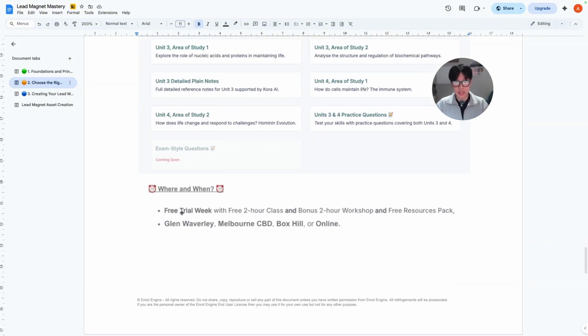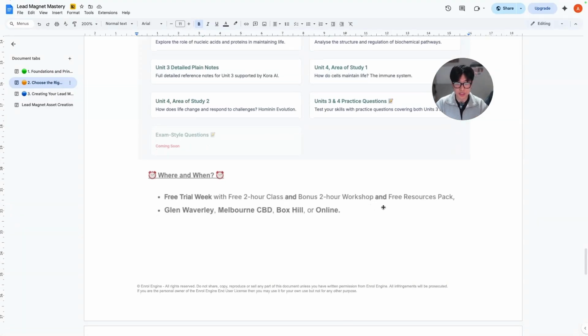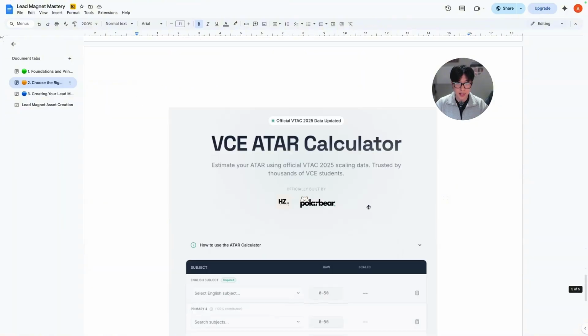You can also have information on your landing page or your ads or your website for free trial weeks, where it's a bit of a marketing campaign where you get a free trial week with a free 2-hour class and a bonus 2-hour workshop and a free resource pack. Really stack the lead magnet with a bunch of different offers and services, as well as a location.